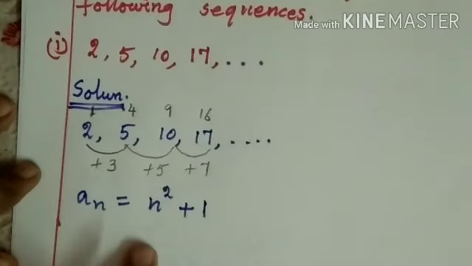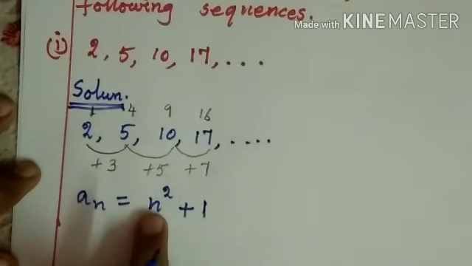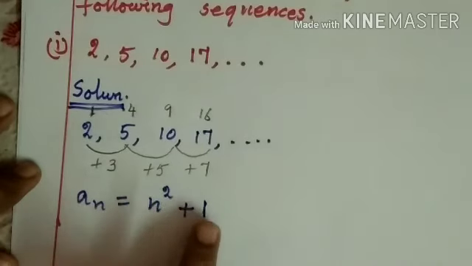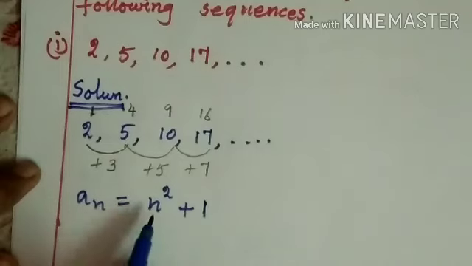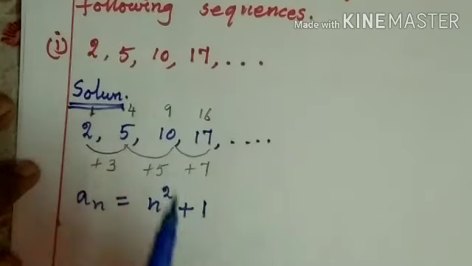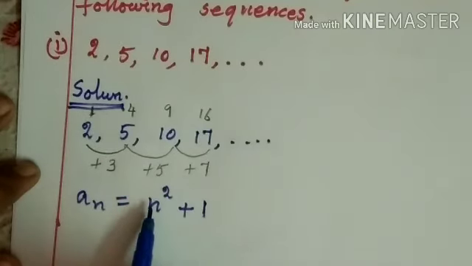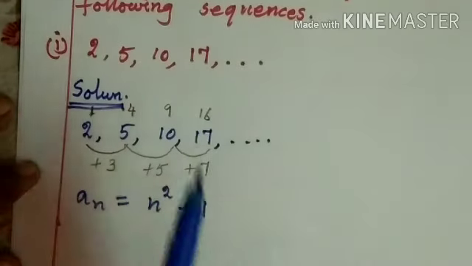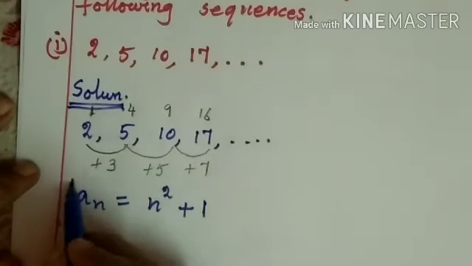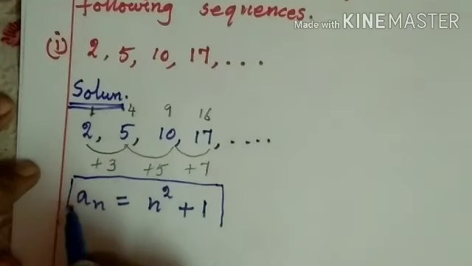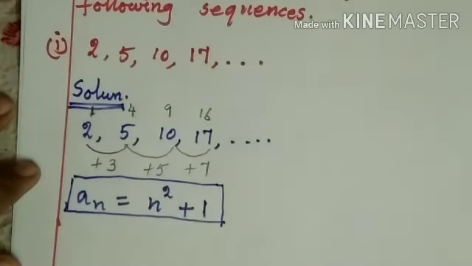We know that n always belongs to natural numbers. So here you put 1, means 1 squared is 1, 1 plus 1 is 2. Then here you put 2, means 2 squared is 4, 4 plus 1 is 5. Next you take 3 for n, means 3 squared plus 1, 9 plus 1 is 10. Then 4 squared means 16 plus 1 is 17. Therefore, the general term of the sequence is equal to n squared plus 1.